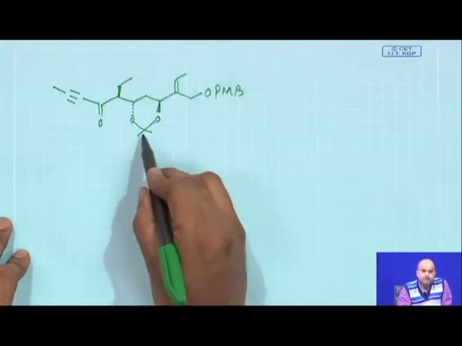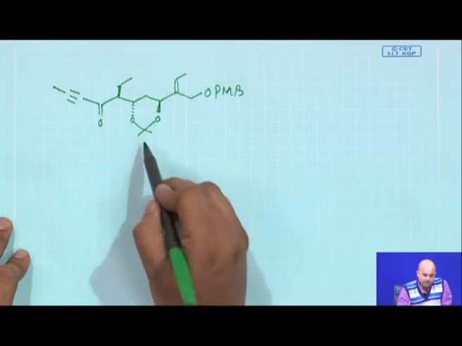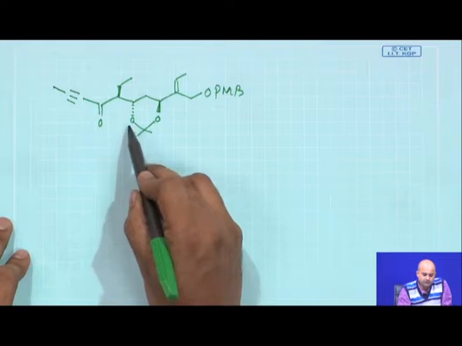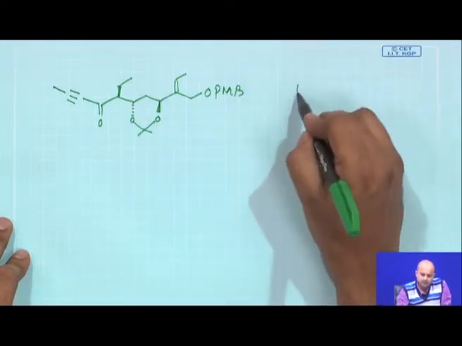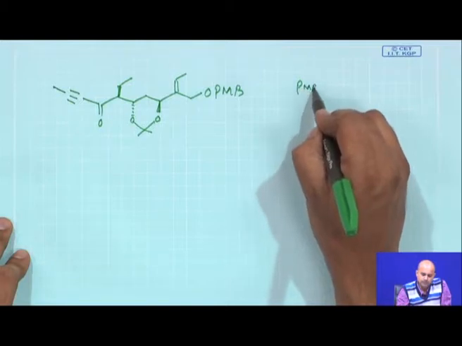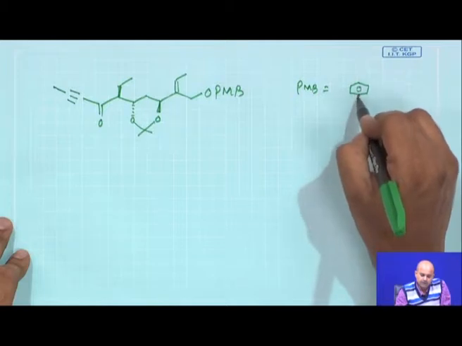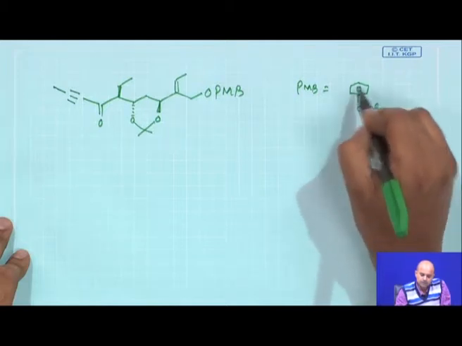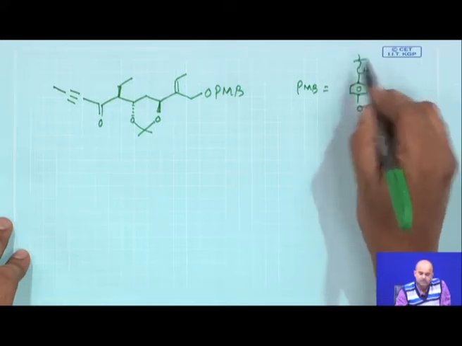Now, remember this is the protecting group which we already discussed, called acetonide, meaning that acetone is reacting with this diol to give this cyclic ketal. Now, PMB, what is PMB? PMB is a protecting group abbreviated as para-methoxybenzyl, also an alcohol protecting group. The structure is CH2, this is called para-methoxybenzyl group.